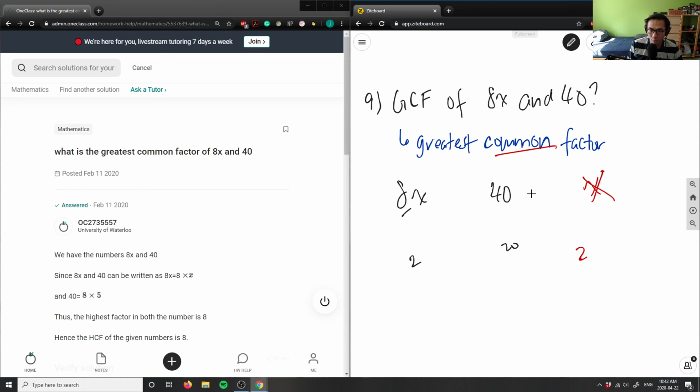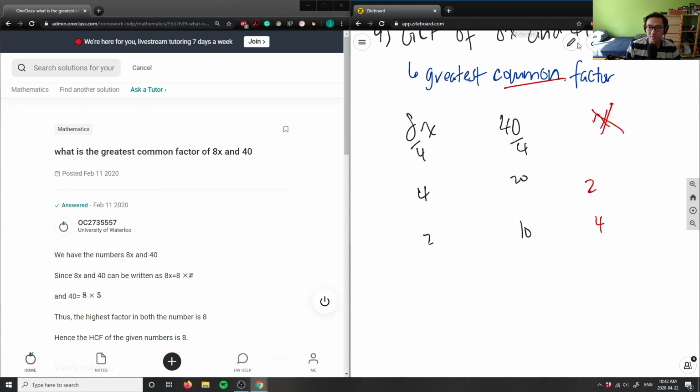8 divided by 4 here is 2. 40 divided by 4 is 10, right? So 4 is also a common factor. That's good. And then is there a bigger number that we can try? The next one would be 6, in terms of even numbers. And as you can probably guess, 6 is not a common factor because 8 divided by 6 doesn't give us a whole number. It gives us, I believe, 1.33.